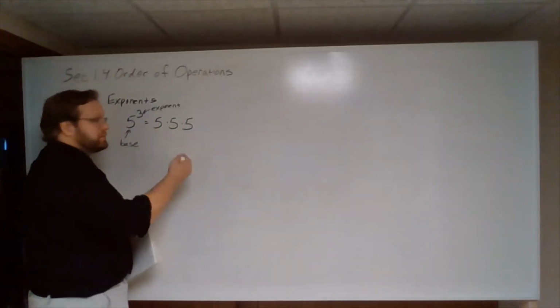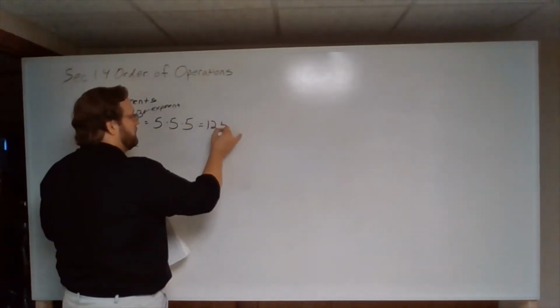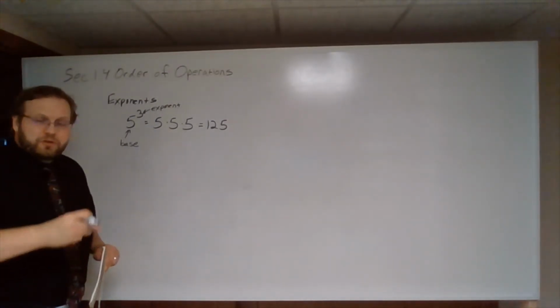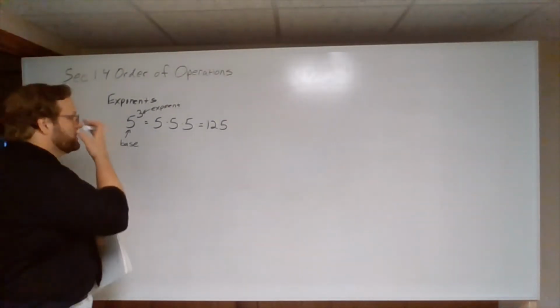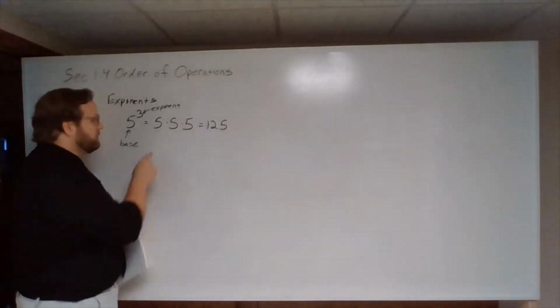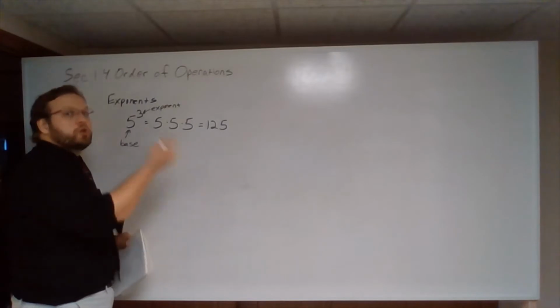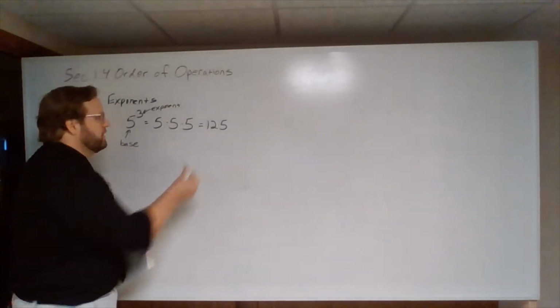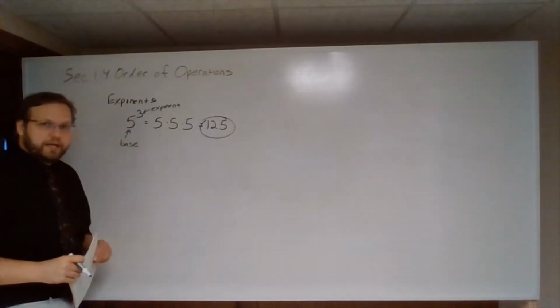Now, 5 times 5 times 5 gives you 125. If you can't do that in your head or you don't have it memorized, that's okay. Just make sure you take your time with it. If I was actually calculating this out, do 2 at a time. 5 times 5 is 25. 25 times 5 gives you 125. And there you have it.